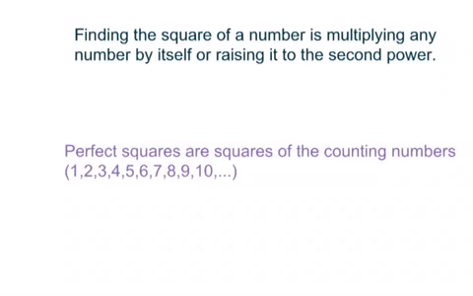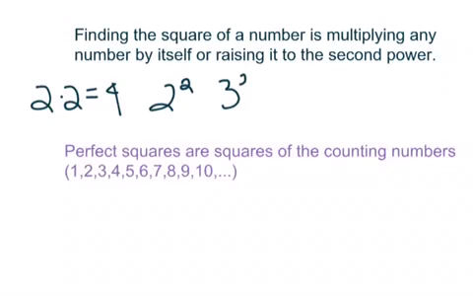So, finding the square of a number is multiplying any number by itself or raising it to the second power. So it looks like this. If we have 2 and we're multiplying it by itself, 2 times 2 should be 4. When we do that using exponents, or squaring numbers, it's going to look like this: 2 squared. 3 squared would equal 3 times 3, right? If we had 4 squared, that would be 4 times 4.